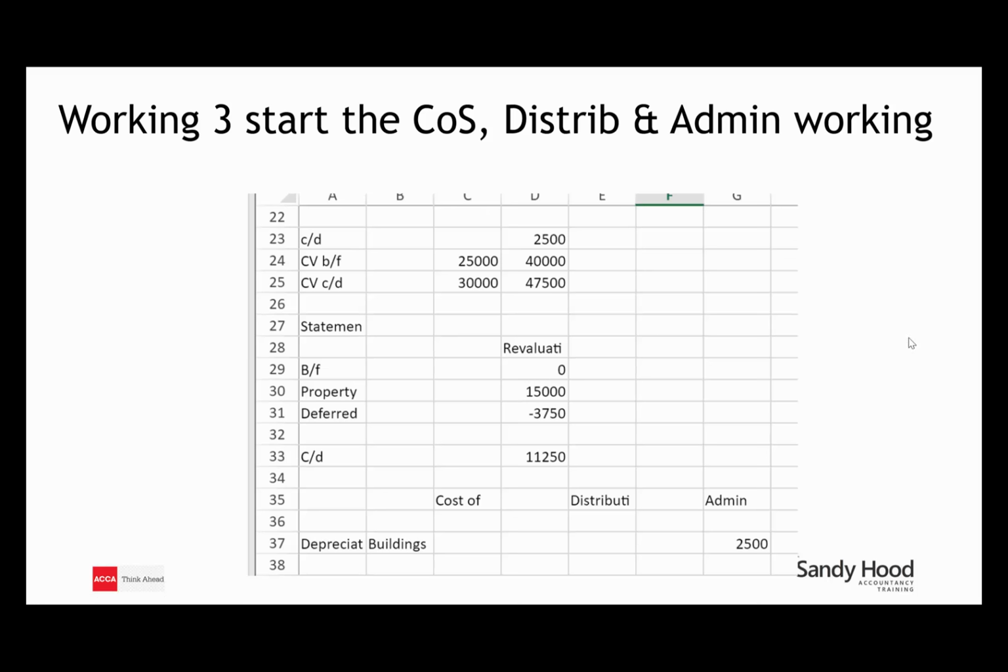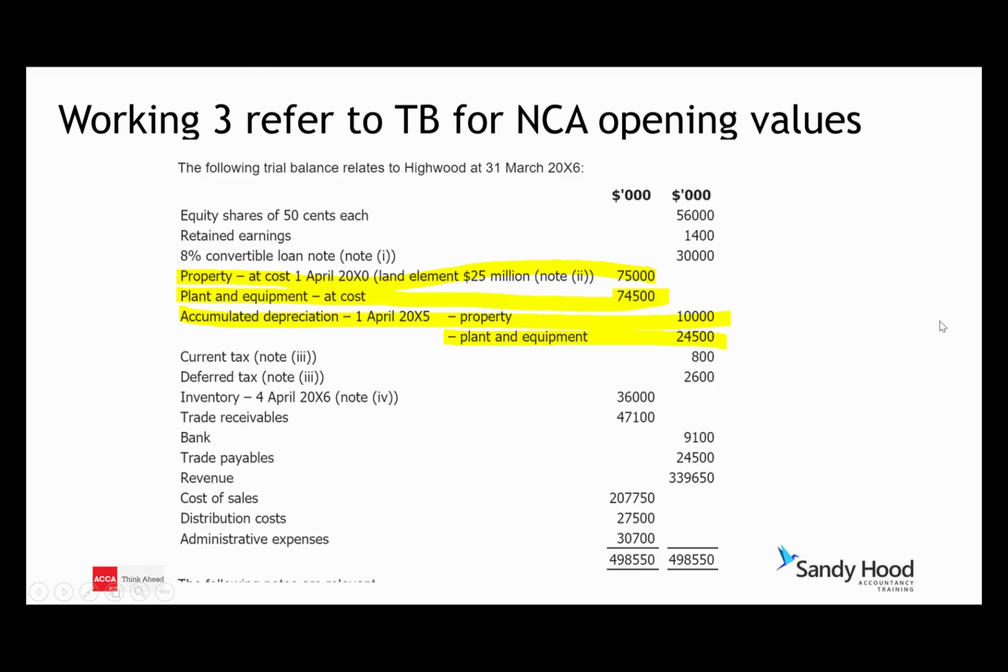Now we can also put that 2,500 into the admin costs. I've got 3 columns here: cost of sales, distribution and admin, and I will start to accumulate those costs before I put them into the profit or loss. So we've dealt with the property, and we've dealt with the accumulated depreciation on the property, but we haven't dealt with the plants and equipment.